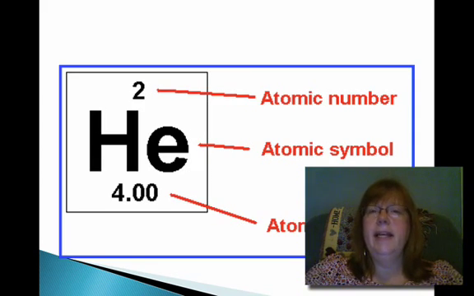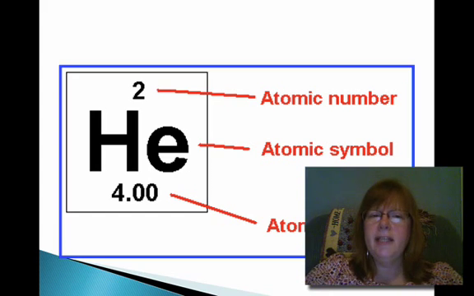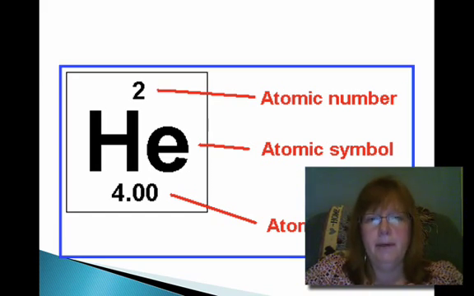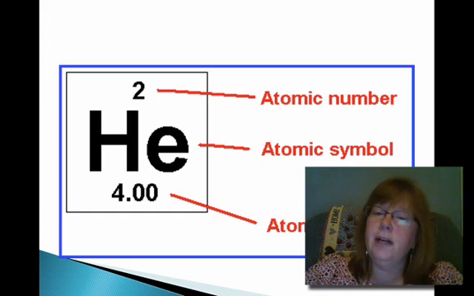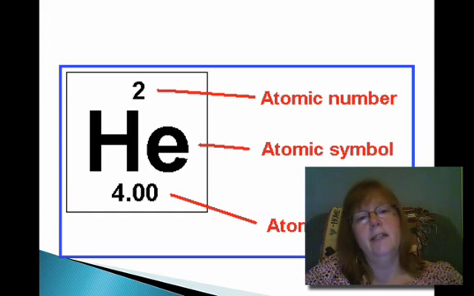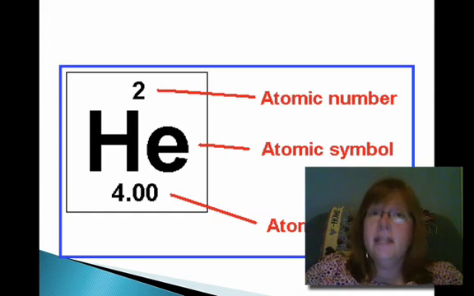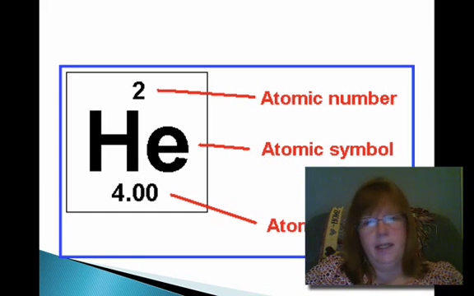So if we had helium in the periodic table, see that 2 above the helium? That's the atomic number. The atomic symbol is, as we've learned before, a capital letter, and if it's a 2-letter designation, the second letter is in lowercase. In this video, we're not going to talk about the atomic mass.